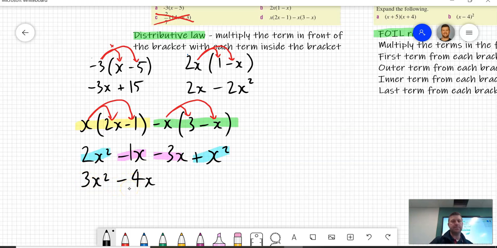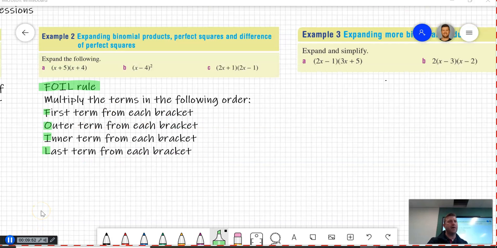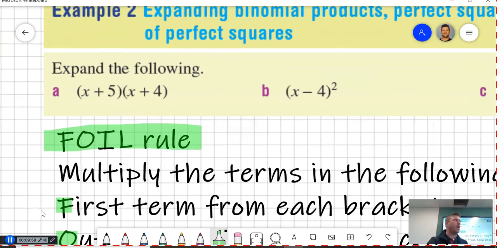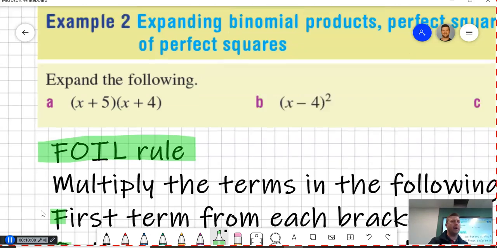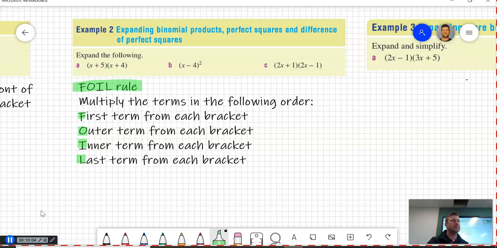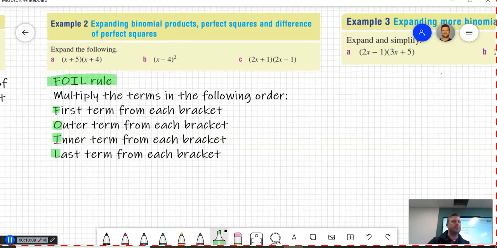So I might just pause it there and get you guys to do some questions. Next type of factorizing we're going to look at is when we see like 2 sets of brackets. So rather than just one term in front of a bracket, I've now got two sets of brackets there. And this is still the distributive law, but I use the acronym here to help me. It's called the FOIL rule. So the FOIL rule tells us to multiply the terms in the following order.